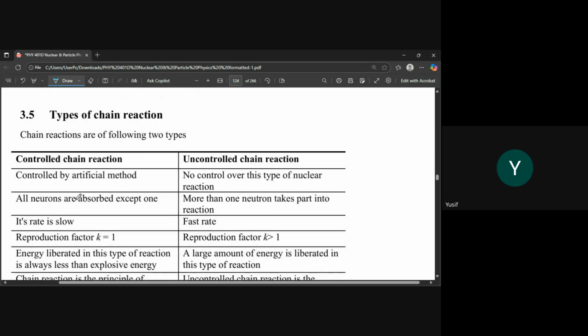So in the types, we have the controlled and the uncontrolled one. The controlled one is always by artificial method. An example is uranium, where you have to supply it with a neutron, and then the whole system starts. The uncontrolled one means we can't control this reaction. An example of this one is the one we saw earlier on, the radium atom. We said that one is natural, and with something natural, there's no way to stop it.